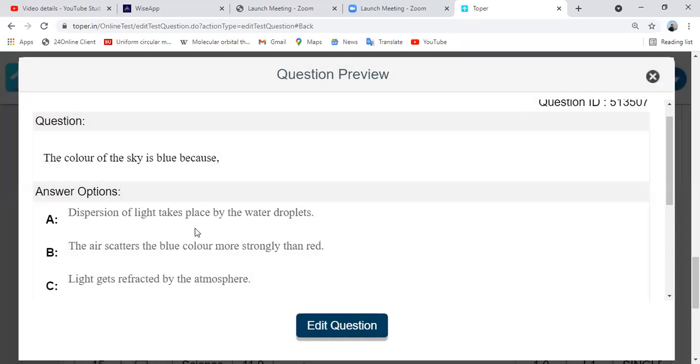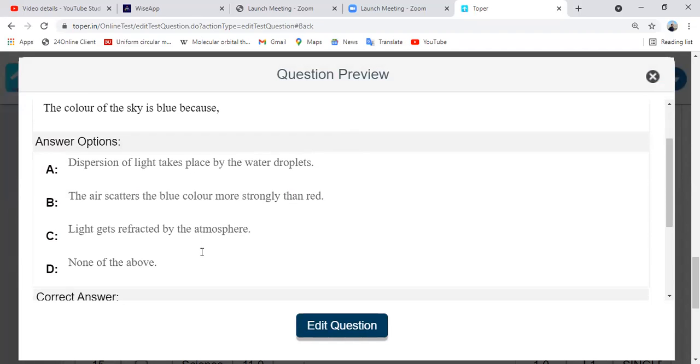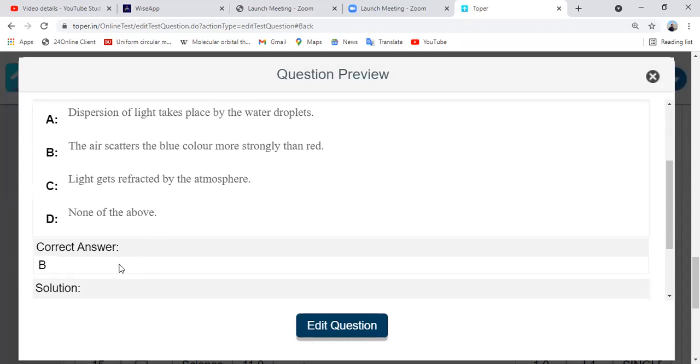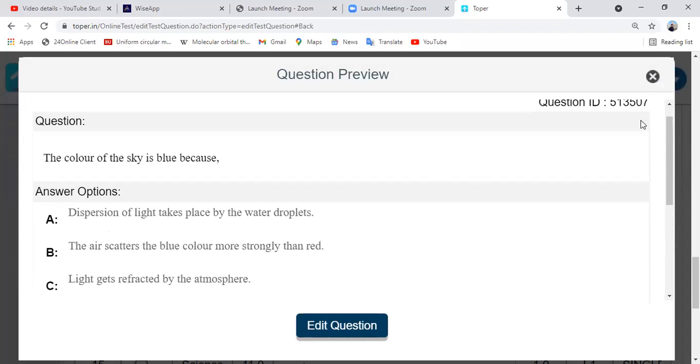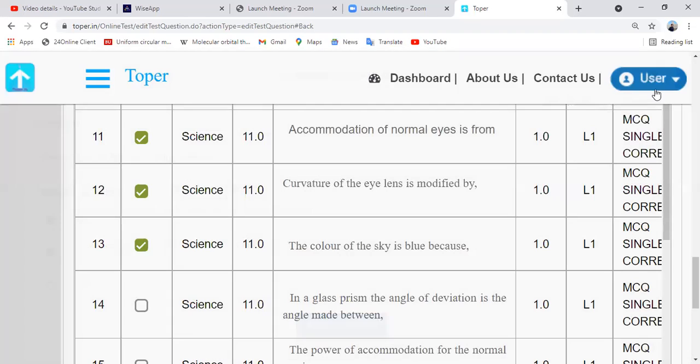The color of the sky is blue because fine particles scatter the blue color of light. So dispersion of light takes place through water droplets. No, the air scatters the blue color of light more strongly than red. So B will maybe be the answer. Let's see the next option, light gets refracted by the atmosphere. No, none of the above. So option B is correct, because fine particles scatter the blue color of light. That's why the sky appears blue.